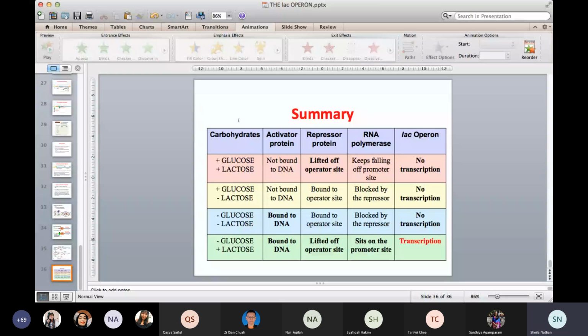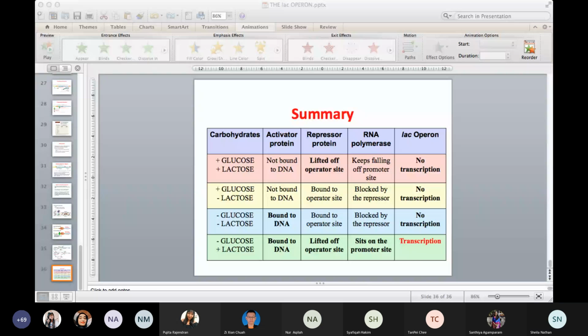Does anyone have any questions? One question. For the leaky promoter, when the repressor binds to the operator, a small amount of permease is still produced, then the lactose can be transported into the cell and allolactose will be produced. So how about the repressor which was still bound to the operator before?